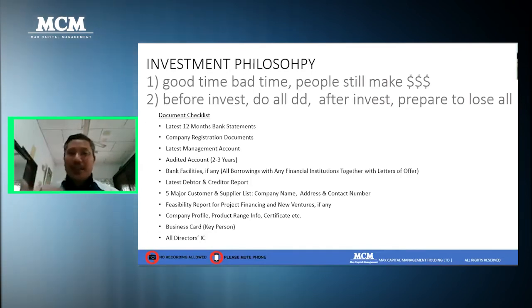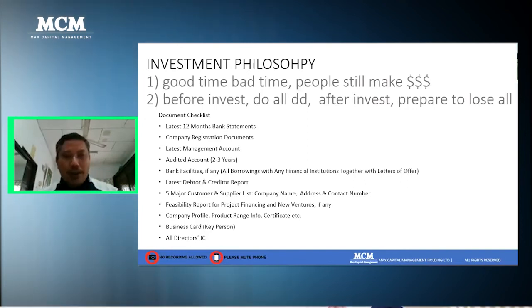The latest management accounts. Of course, these documents very much depend on the size of your investment. If you invest a small sum, maybe you have less bargaining power. But if you're investing a big sum, always ask for all these documents, because that is almost the real-time financial position of the company, right? And then the auditor report and all this.